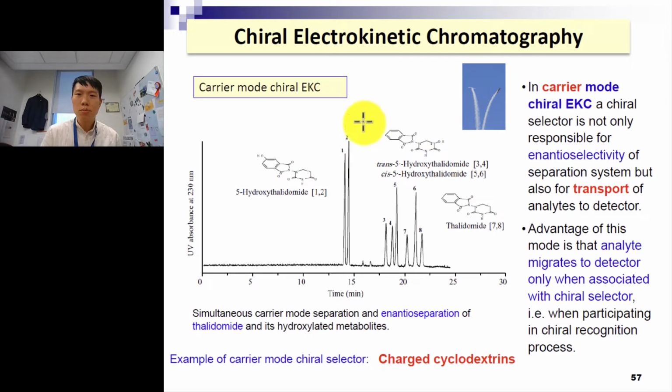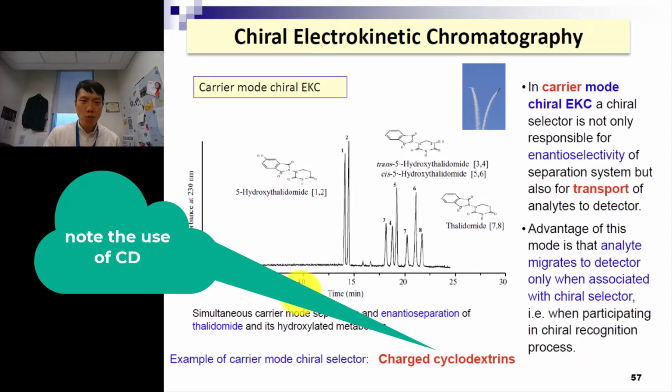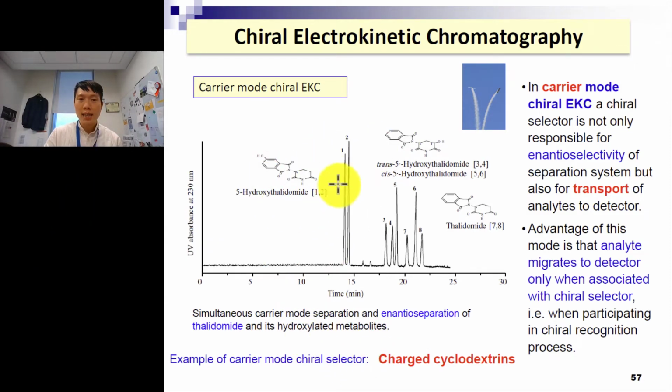So in a carrier mode chiral EKC, this chiral selector is not only responsible for the enantiomer selectivity of the separation system, but also for the transport of the analyte to the detector. So the advantage associated with this mode is that the analyte migrates to the detector only when it is associated with the chiral selector, which means that when they participate in the recognition process of the CD with this enantiomeric analyte, then you see a difference in the separation.